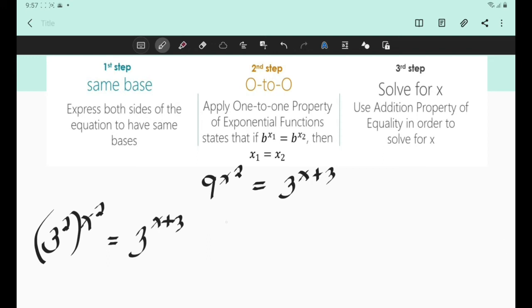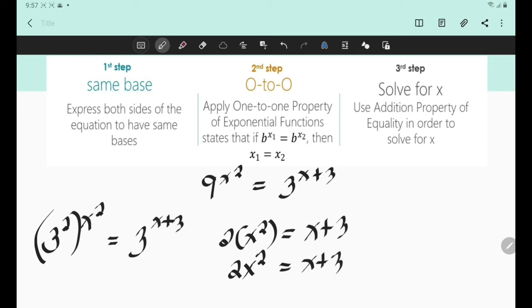Bring down your exponents. We have 2 multiplied by x squared is equal to x plus 3. So, as you have noticed, quadratic yung ating equation dito because we have the exponent of 2 dun sa ating variable x. So, we have 2x squared is equal to x plus 3. Now, paano tayo mapupunta sa third step? Ano ang gagawin natin? Paano natin isosolve yung x? So, ang gawin natin, 2x squared minus x minus 3 is equals to 0.